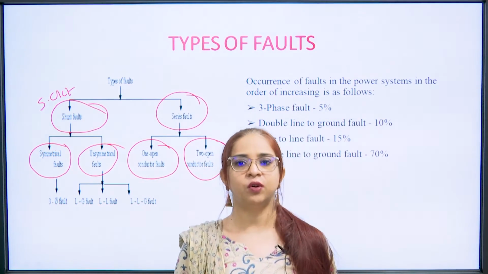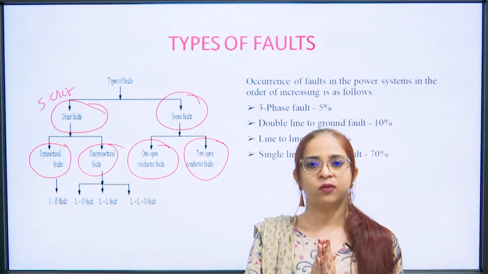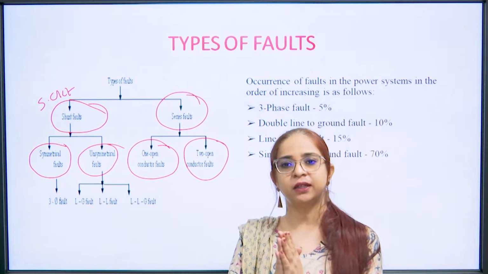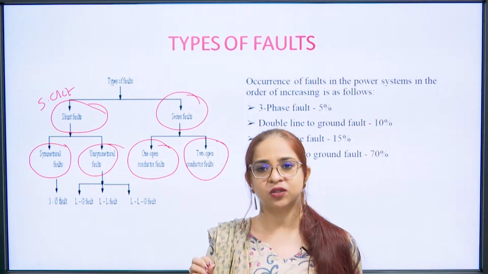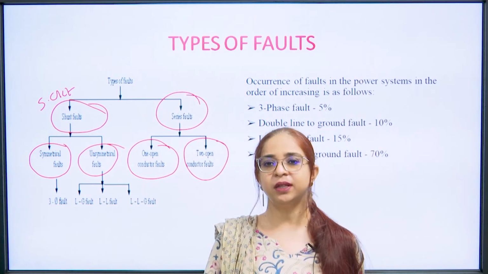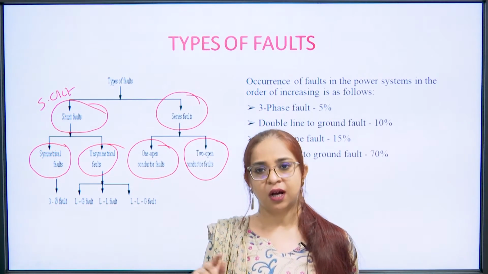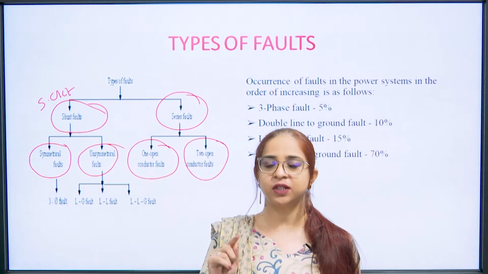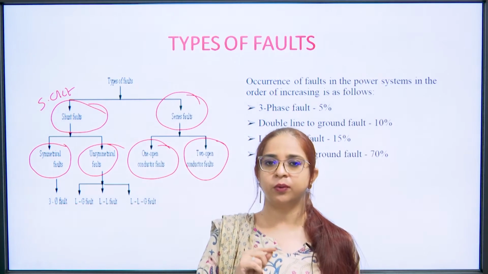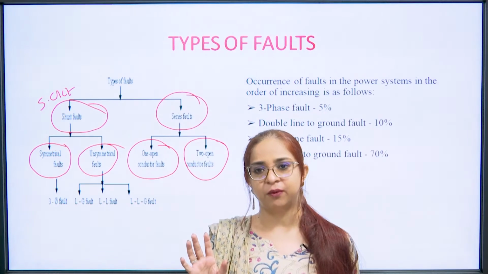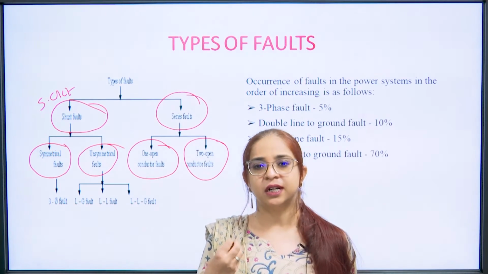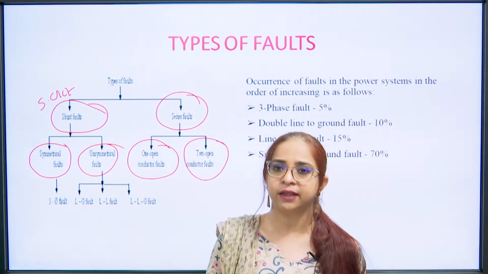What are symmetrical faults? In a symmetrical fault, even after the occurrence of the fault, the symmetry of the three phases is not disturbed. That means the magnitudes are in the same phase difference of 120, 120, 120, and they are in the same sequence as the supplied one. So there is entire symmetry. And when can this happen?